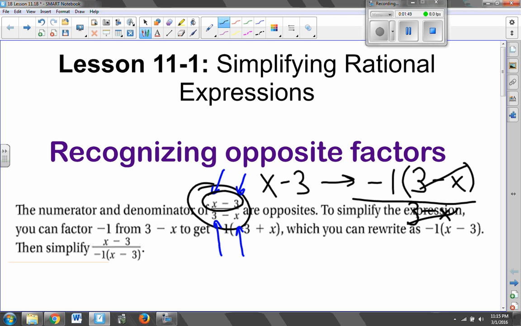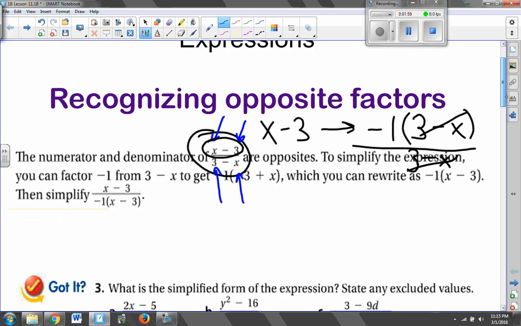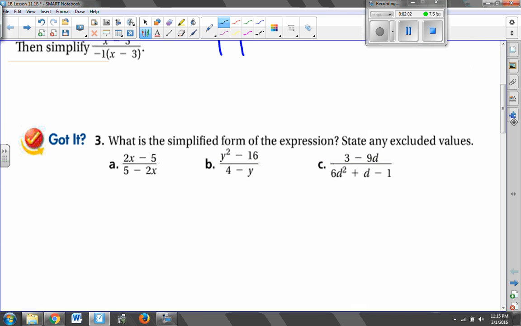So today is all about factoring out a negative sign once you get to a certain point of the problem. So please be looking for opposite factors, which just means two factors that are the same, but one is the negative of the other, or everything is negative in one of the factors. The simplest version that you'll see in your practice problems today is like letter A right here. 2x minus 5 over 5 minus 2x. Notice on the top the 2x is positive, on the bottom it is negative, and the opposite for the 5s. The top has a negative 5, the bottom has a positive 5.